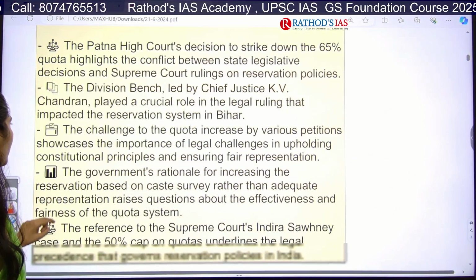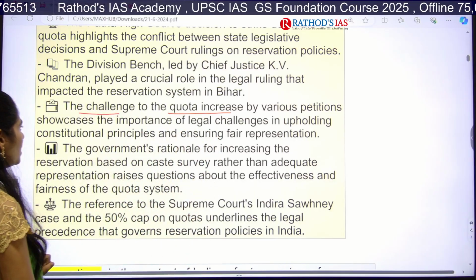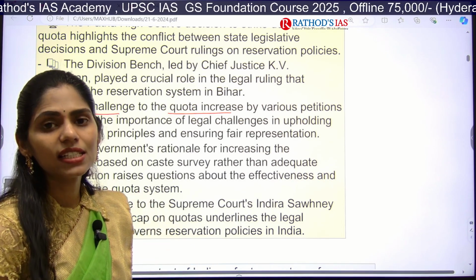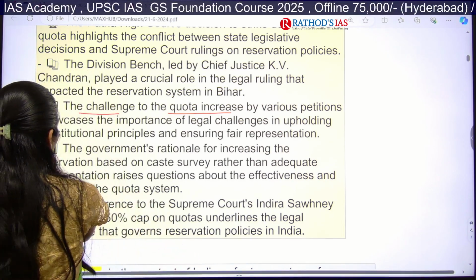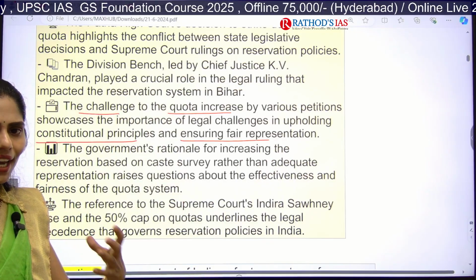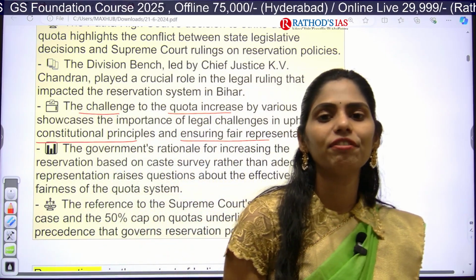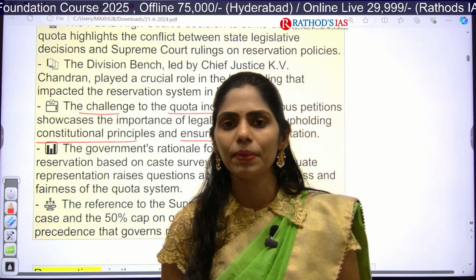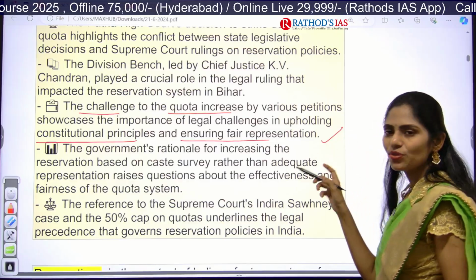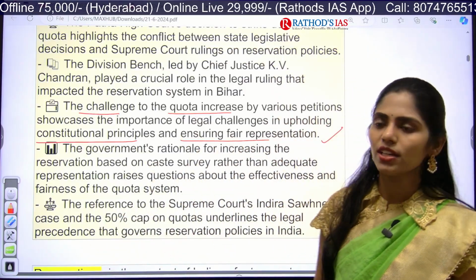Next, the challenges to the increased quota came through various petitions, which shows there is an increase in legal challenges involving constitutional principles and ensuring fair representation. Why does the government bring reservation? Especially to provide positive or affirmative action towards less developed people, or low caste people. If we do not provide it, we cannot ensure their representation in different fields. Again, this is one insight.